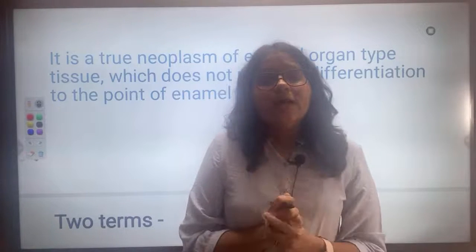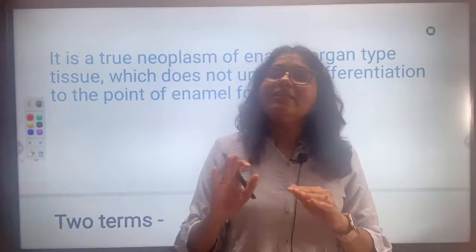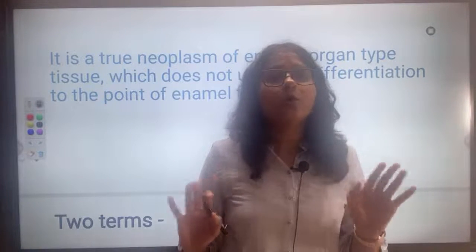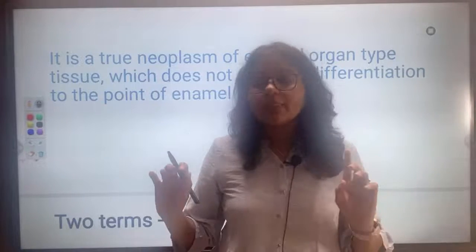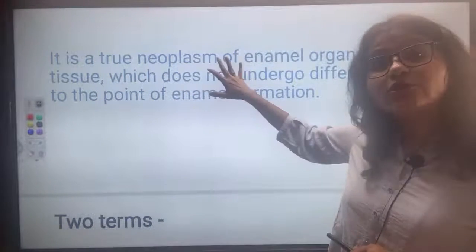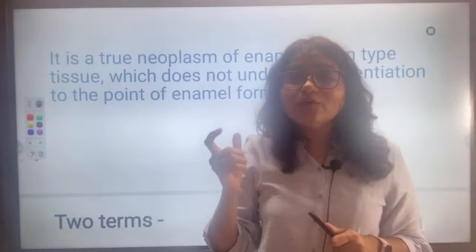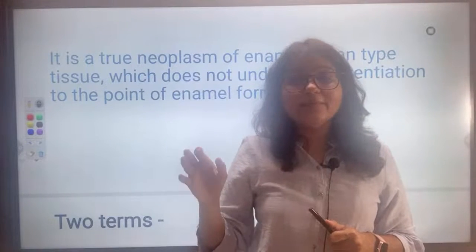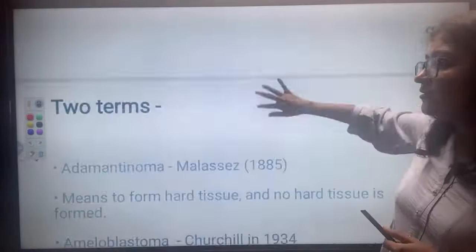Now remember that in ameloblastoma there is no hard tissue formation. No enamel, dentine, cementum, nothing will form in this, right? So first, it is a true neoplasm of enamel organ type tissue, in which what is the function of the odontogenic cells? To form enamel, right? But they are not able to form it. This is an important point. Why? I'll tell you, so you'll remember this thing.